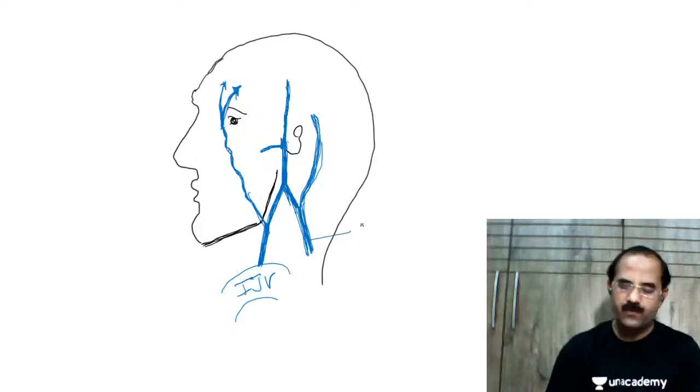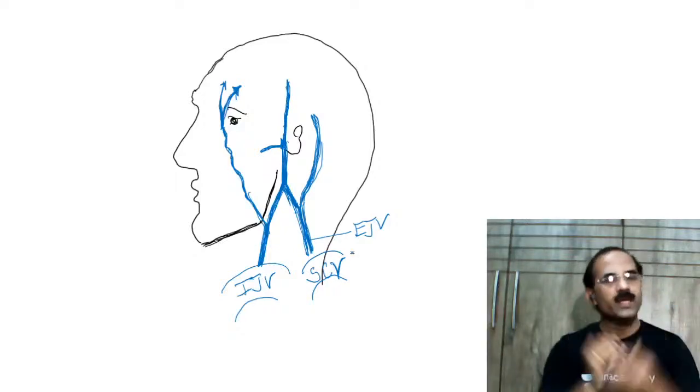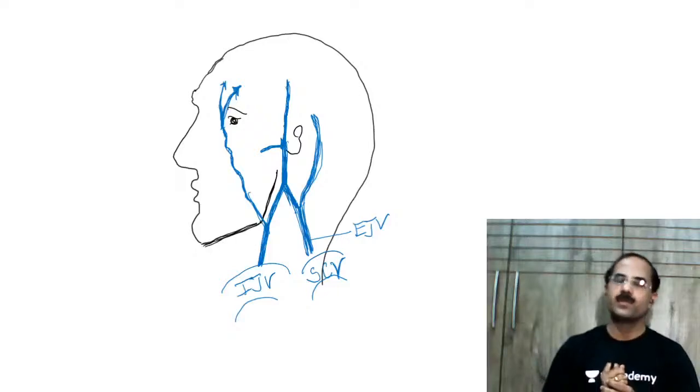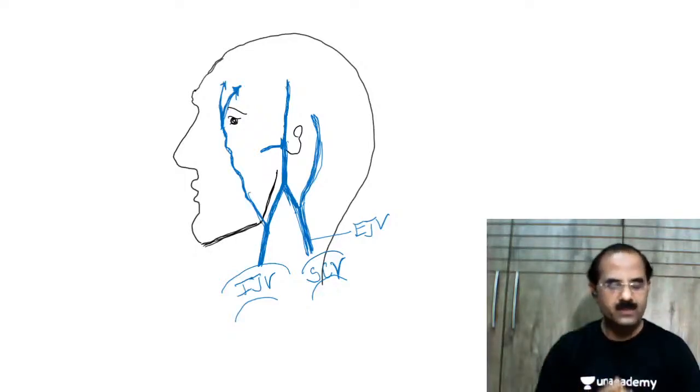and this vein which is formed here is known as the external jugular vein, and this external jugular vein drains into the subclavian vein. So the external jugular vein drains into the subclavian vein. So that's about the venous drainage of the face.